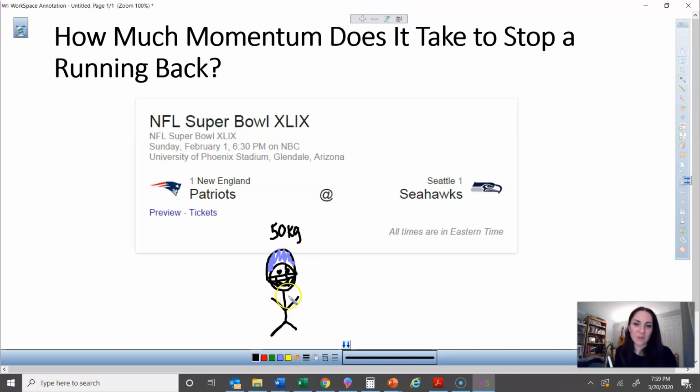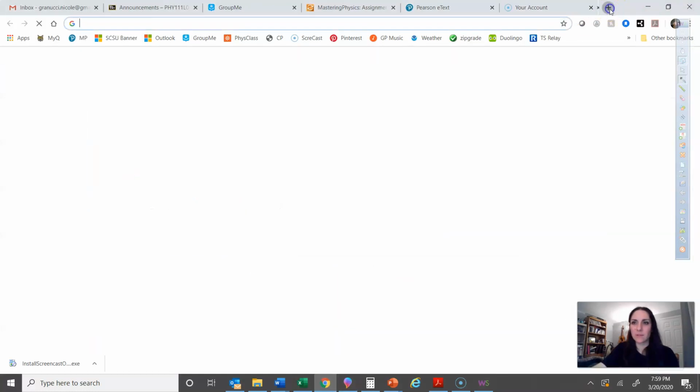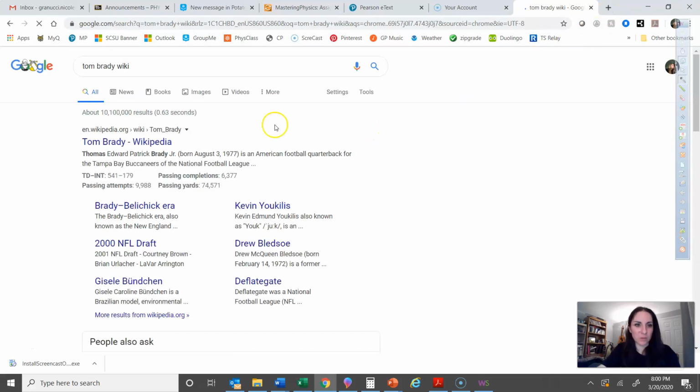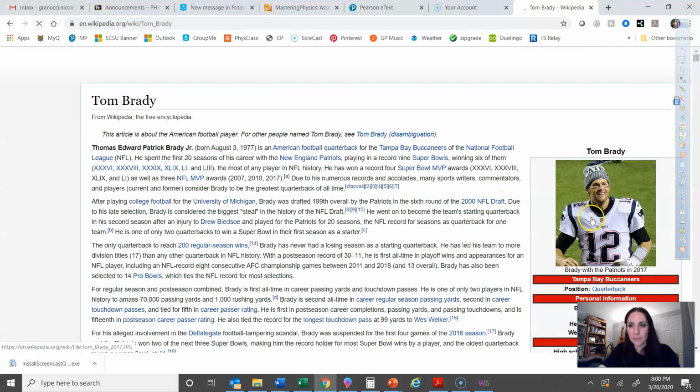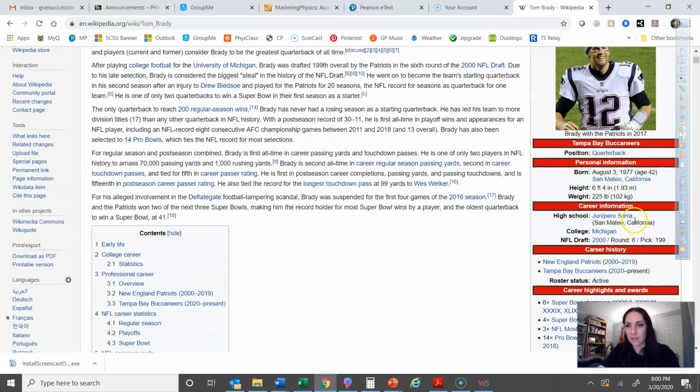Let's ask this question: how fast would I need to go to challenge Tom Brady, right? So let's figure out Tom Brady. There's a Wikipedia, of course, on everybody. So let's find Tom Brady. I don't know anything about football, so I just picked him because I know he's a quarterback. So we have his mass. Look at that, 102 kilograms.